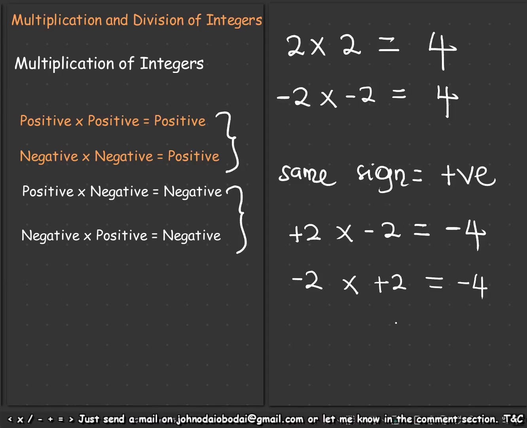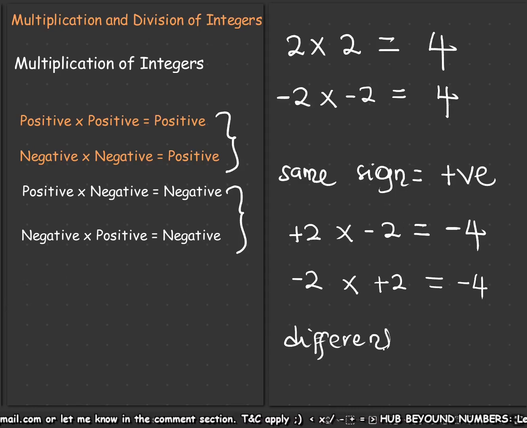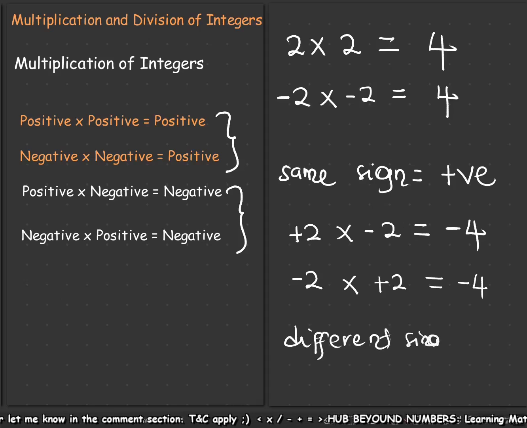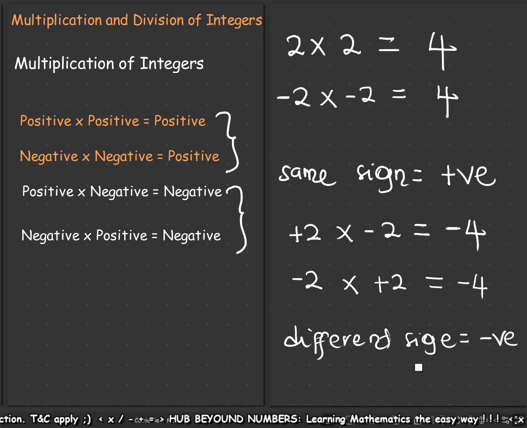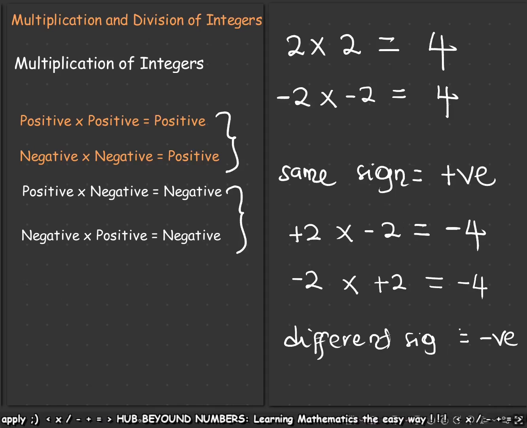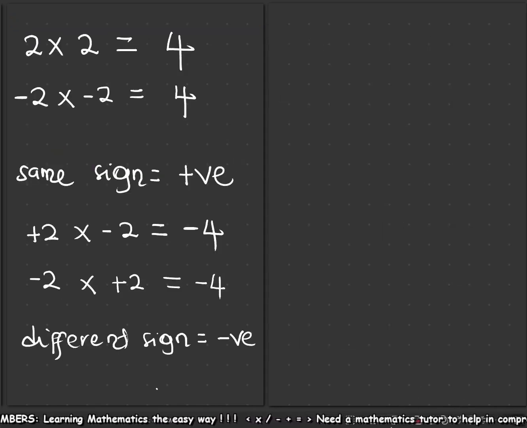What this second set of rules is saying is that if the signs are different, then your answer is always going to be negative. You see, if your signs are different, then your answer is always going to be a negative. So these are the rules that govern multiplication. Let's look at how best we can apply them.